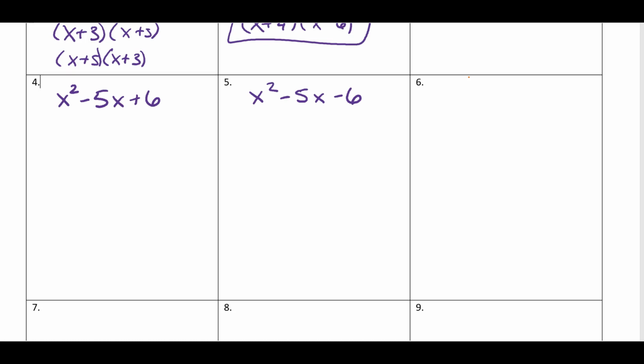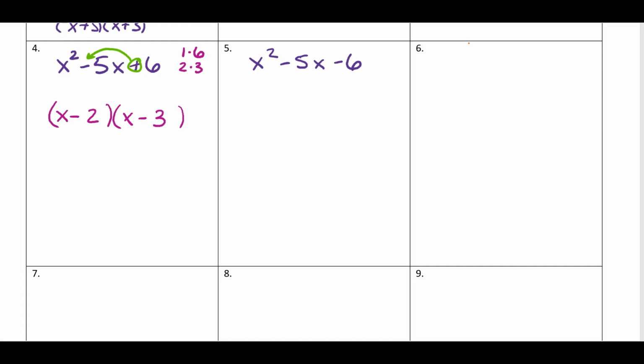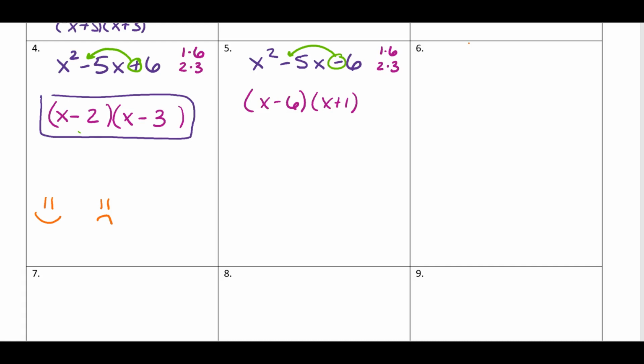So the answer to number 4 is x minus 2 times x minus 3. So these signs are going to be the same. Now on number 5, the factors are not going to look like this. If you got number 4 correct, put a little smiley face in the box. If you didn't get it correct, put a little frowny face in the box so that we can go over it tomorrow. All right, so the answer to number 5 is x minus 6 times x plus 1, or you could have x plus 1 times x minus 6.